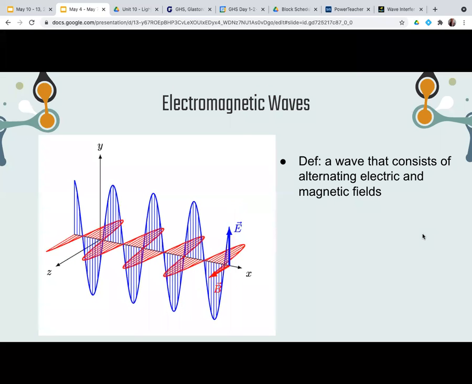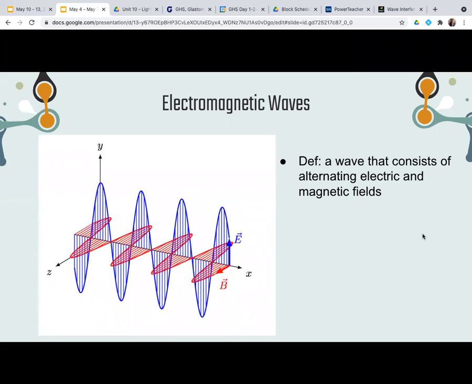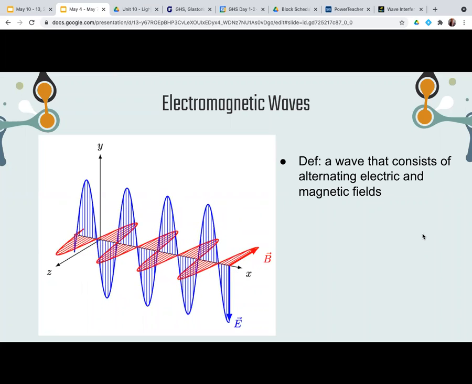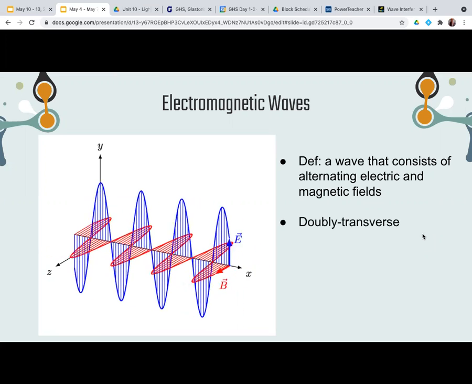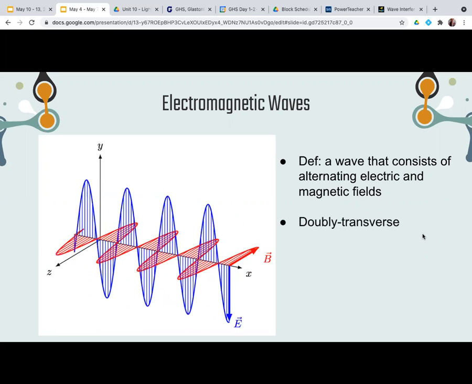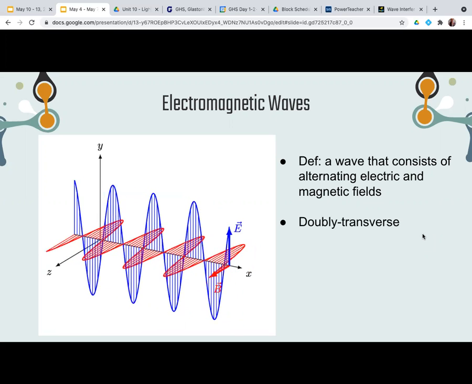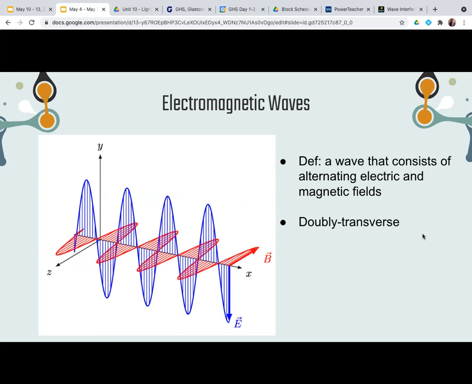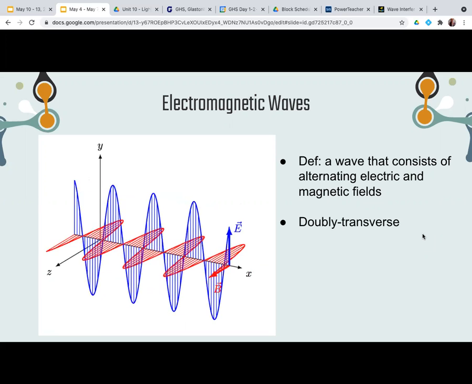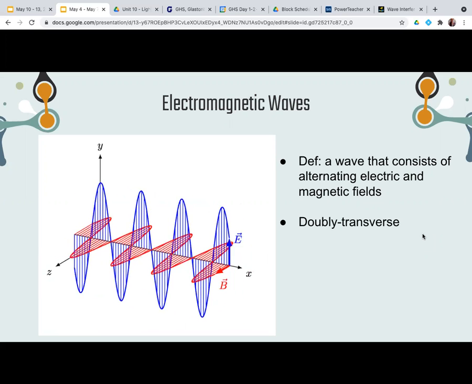We cook our food with them in a microwave and send cell phone signals to each other in the radio frequency spectrum. These are all waves that are doubly transverse because there's a perpendicular component that's electric. So that's electric field measured in newtons per coulomb. And then there's a magnetic field measured in Tesla.